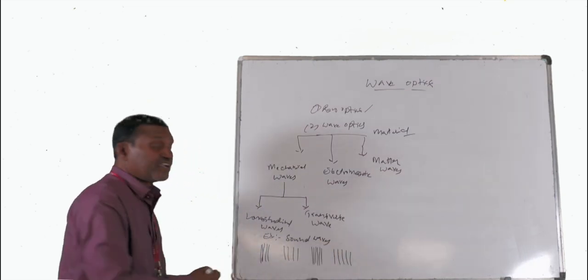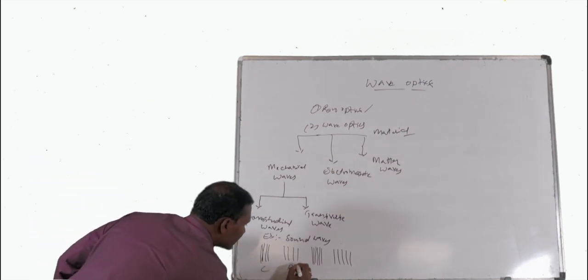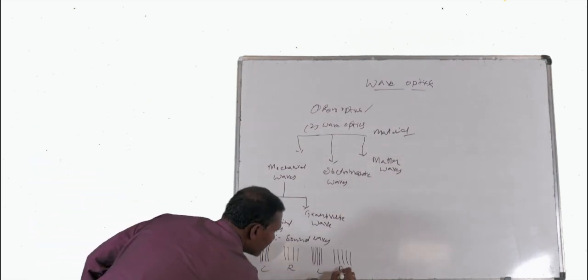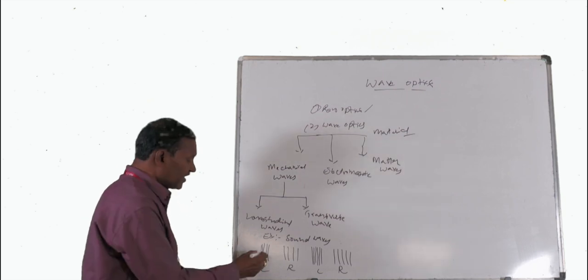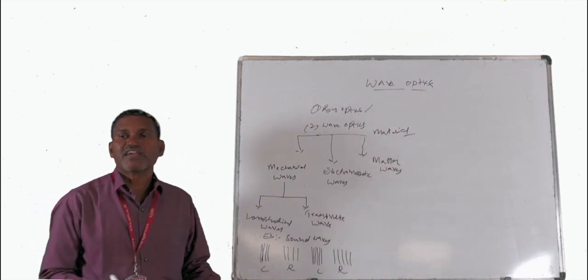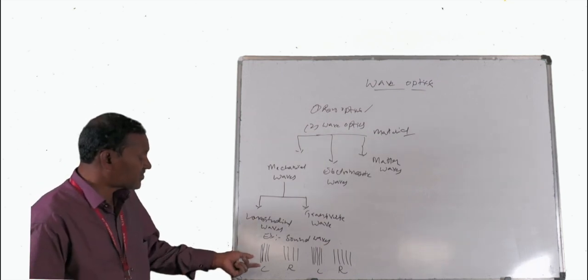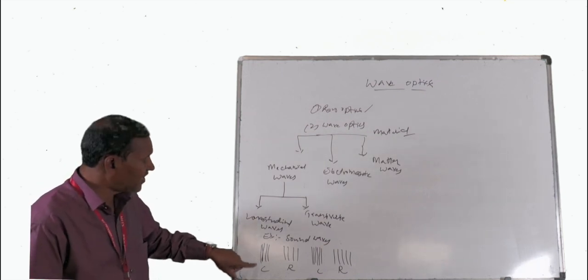So these are called compressions and rarefactions. This is the compression, this is the rarefaction, and this is the compression. This is the rarefaction. In case of compression, we can see the density of the particles is more. That's why it is called compressions.